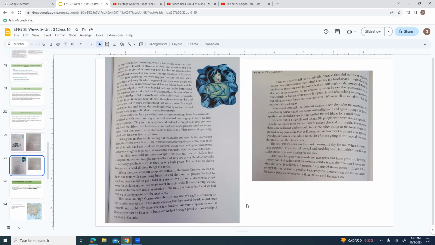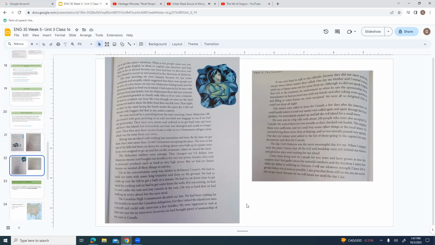We could hardly believe it until our names were called again and again throughout the loudspeakers. We immediately packed up and left the evil island for a small town. We were put in a big villa with about 200 people who were also accepted for Canada. We waited there for 2 months as they checked our health. Supplies there were sufficient and we could buy some other things at the local stores. We enjoyed living there more than at Bedong, and so 2 months passed very quickly.